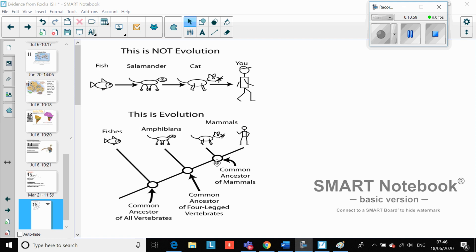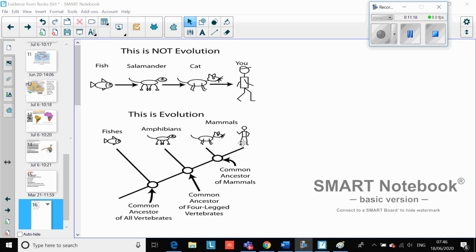If you go back down this line far enough, we share a common ancestor with fish, but one time in the far distant past, one creature went one way and eventually evolved into all the species of fish we see today, and other creatures went this way and eventually evolved into man.